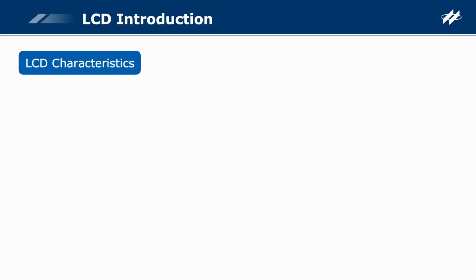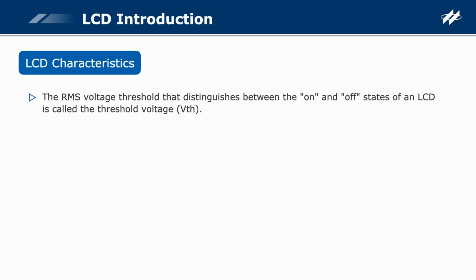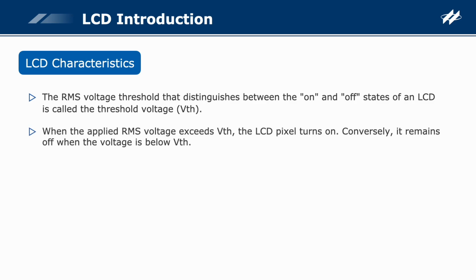Now, let's look at some key LCD characteristics. The RMS voltage threshold that distinguishes between the on and off states of an LCD is called the threshold voltage. When the applied RMS voltage exceeds the threshold voltage, the LCD pixel turns on. Conversely, it remains off when the voltage is below the threshold voltage.